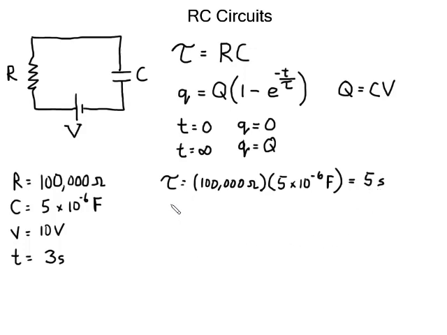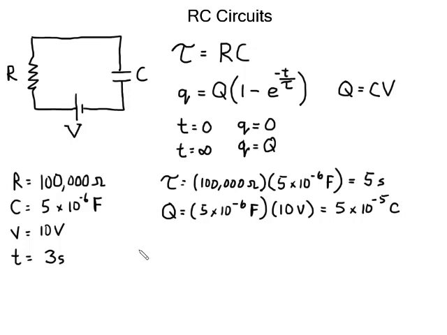The next thing we want to do is figure out how much total charge we have, and that's Q equals C times V. The capacitance again is 5 times 10 to the negative 6 farads, and the voltage is 10 volts, which is going to give us a total charge of 5 times 10 to the negative 5 coulombs, or 50 microcoulombs, however you like to put it.